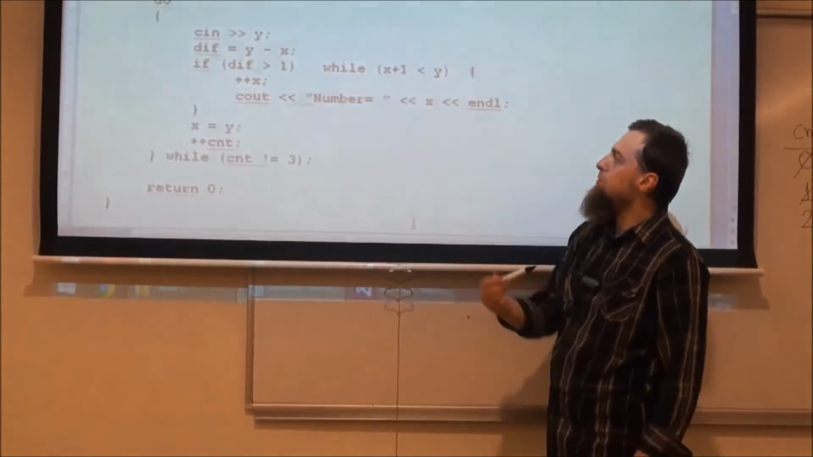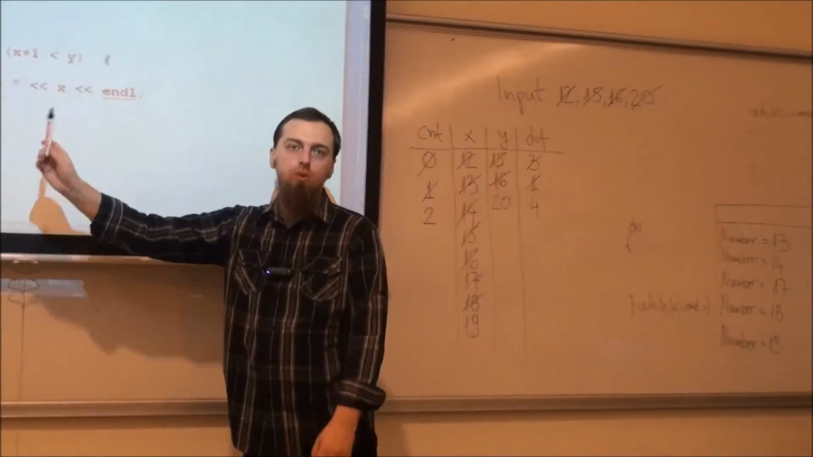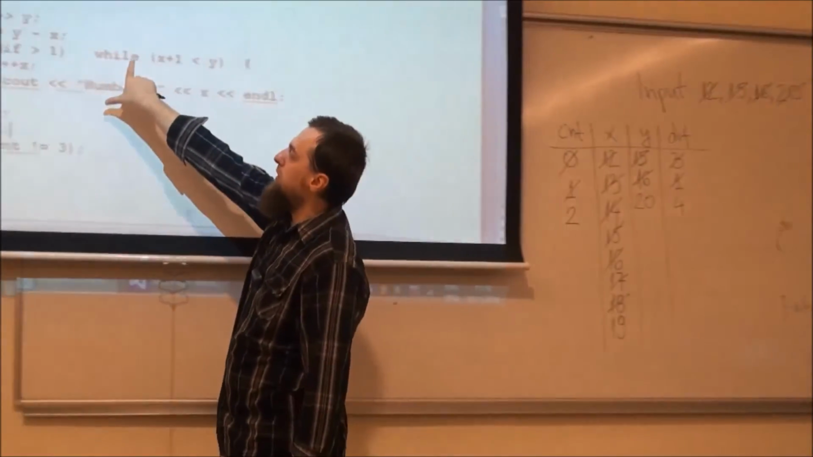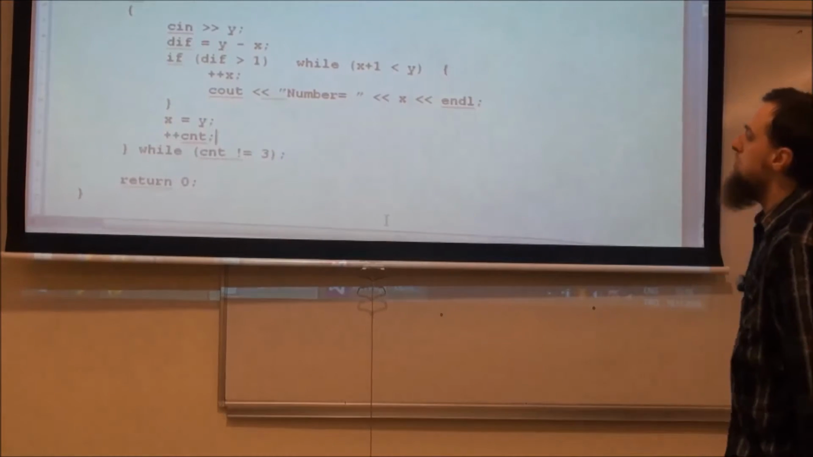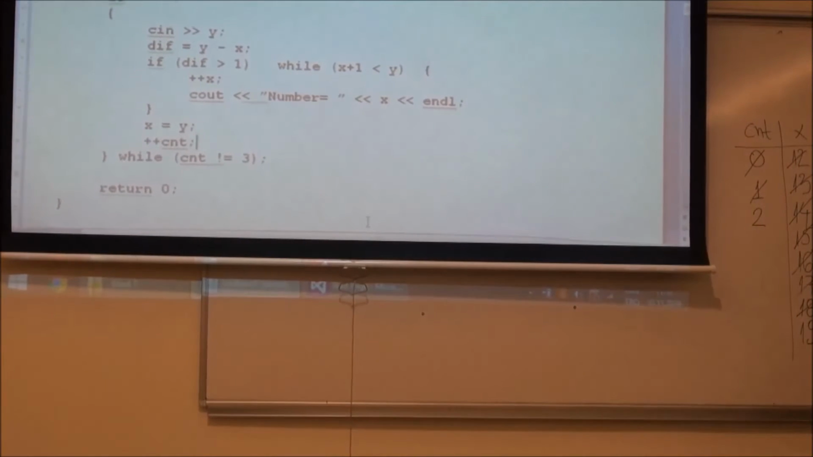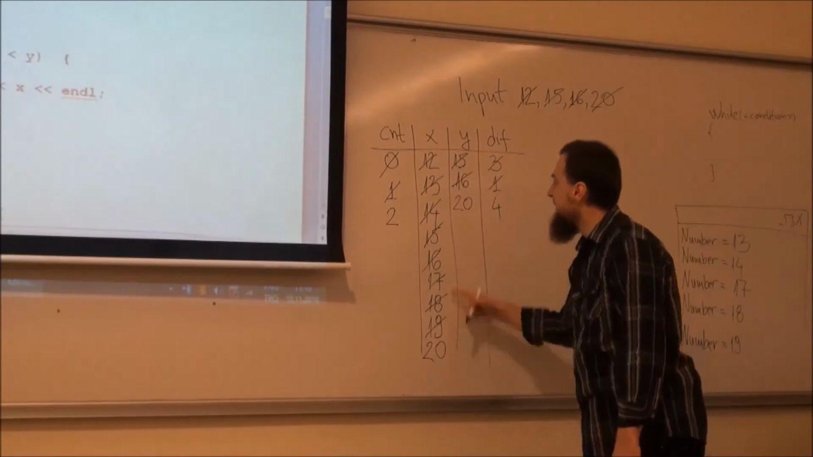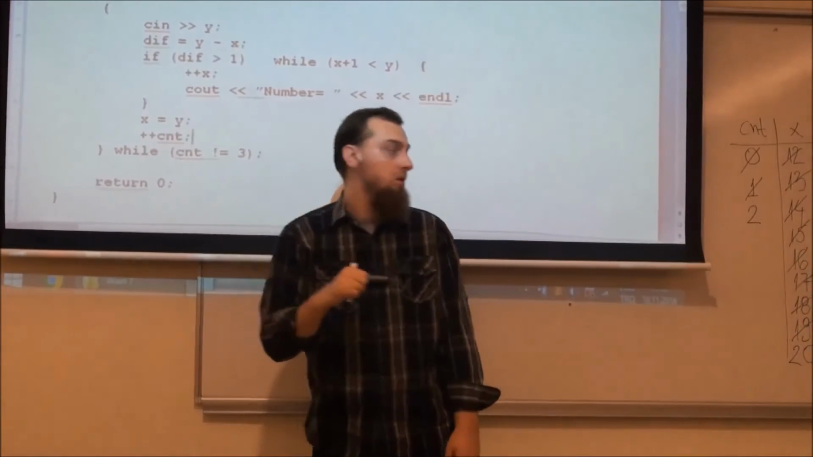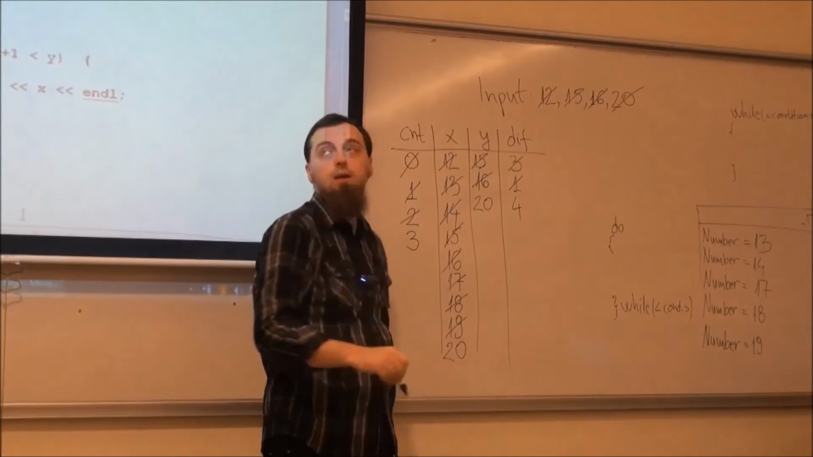We go up and check the loop again. 19 plus 1, 20. Is 20 smaller than 20? No, it's not. That's why we are not going to execute this loop again. We just write x is equal to y, meaning that the value of x is now 20. We increment the counter by 1. So the counter from 2 is going to be 3.